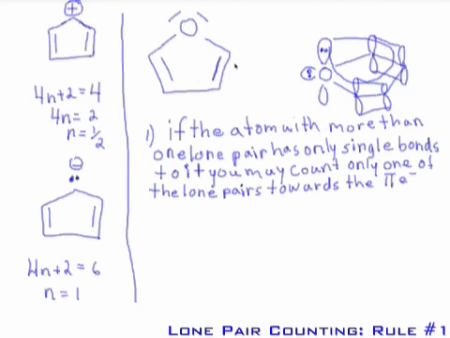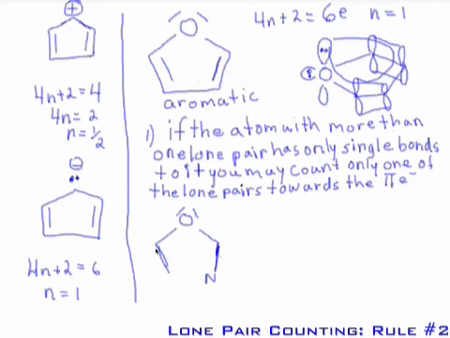So in this case, if I was doing 4n plus 2, what would I place it equal to? Well, I have one pi bond to give me 2, another pi bond gives me 2. I can count only one of the lone pairs because he has single bonds to him: 2, 4, 6. 6 electrons. If I solve that, I get n equals 1, so he is aromatic. What if I have a molecule which has a heteroatom that has a lone pair, but it has a double bond to it?